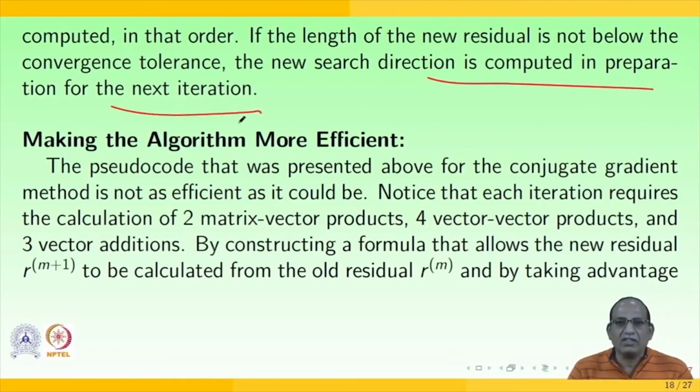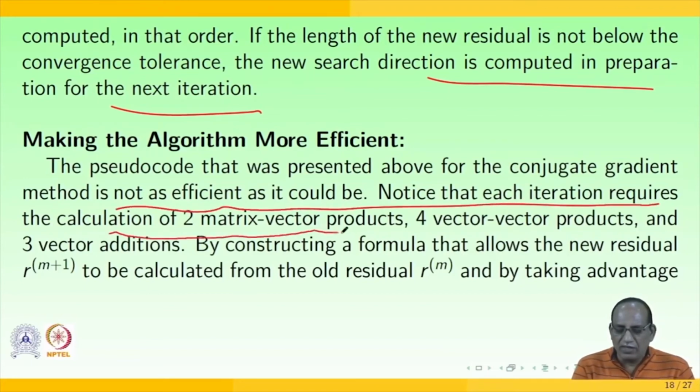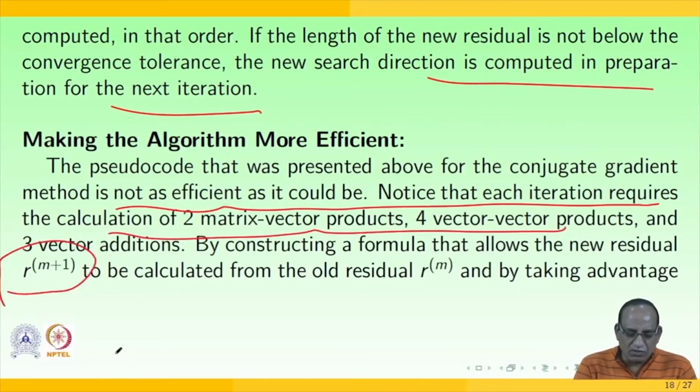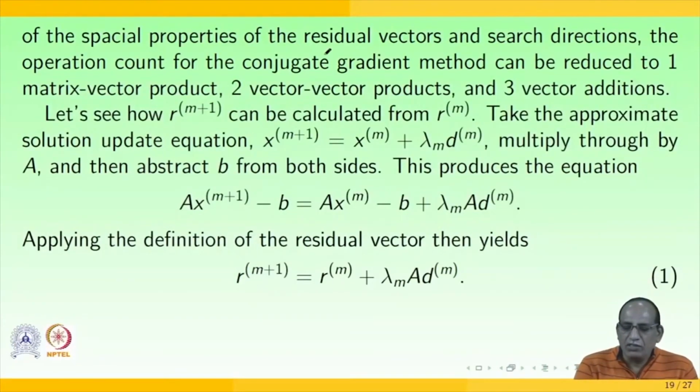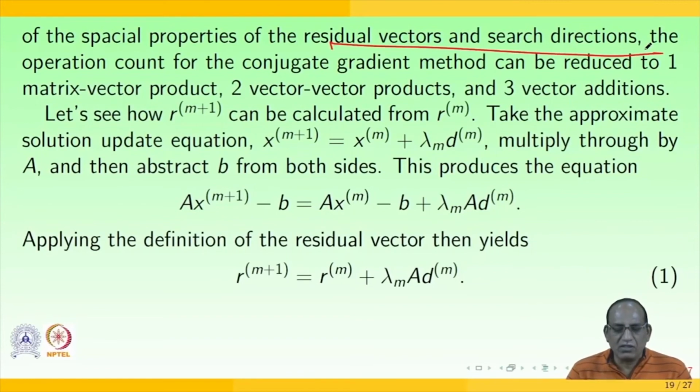Making the algorithm more efficient: the pseudocode presented above for the conjugate gradient method is not as efficient as it could be, since each iteration requires the calculation of two matrix-vector products. So we would like the new residual r_(m+1) to be calculated from the old residual r_m, taking advantage of the previous residual vectors and the directions. Let us see how r_(m+1) can be calculated from r_m.